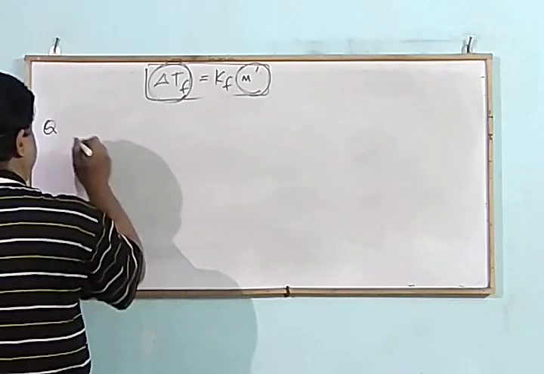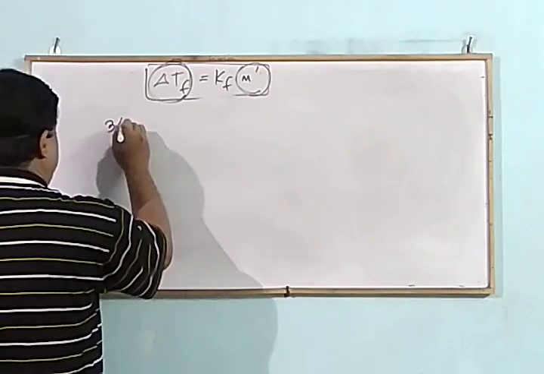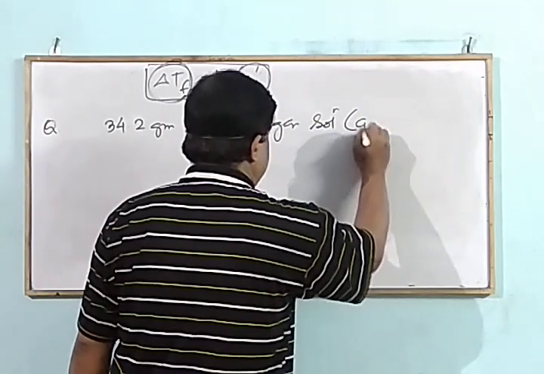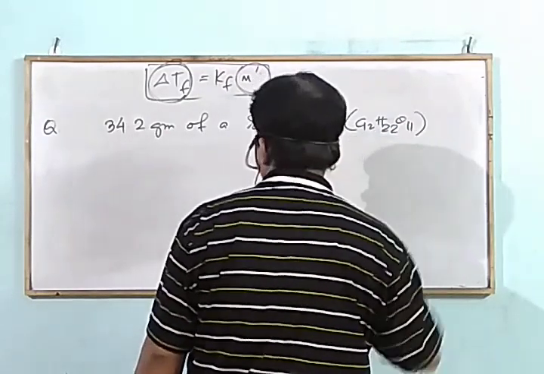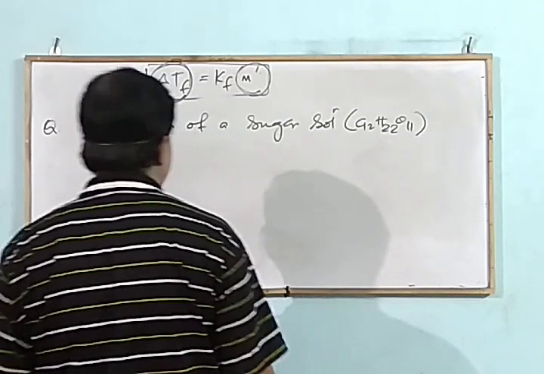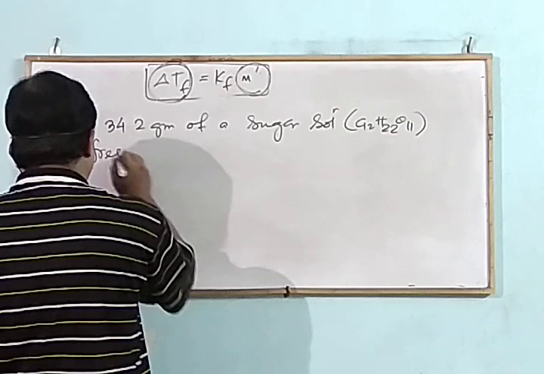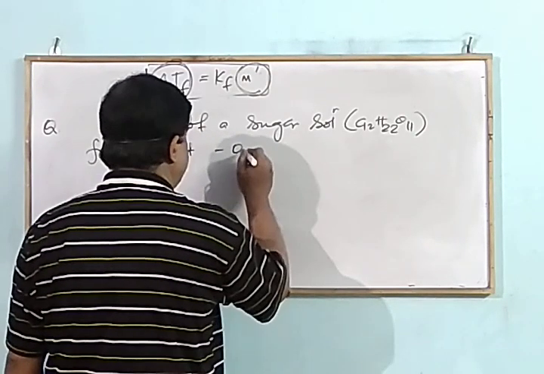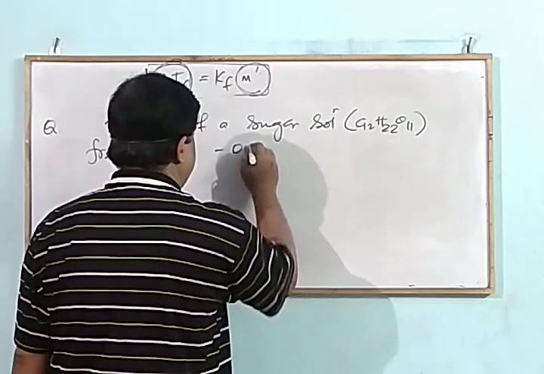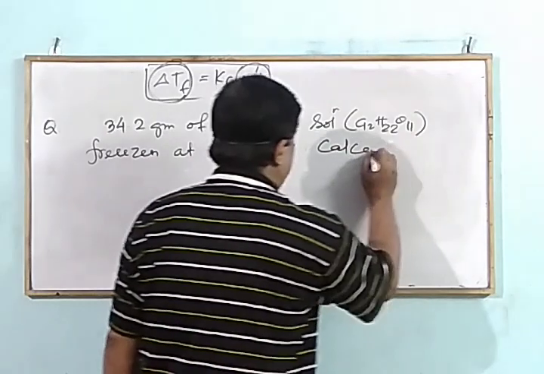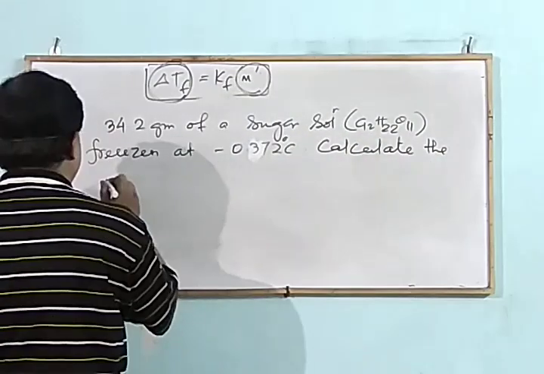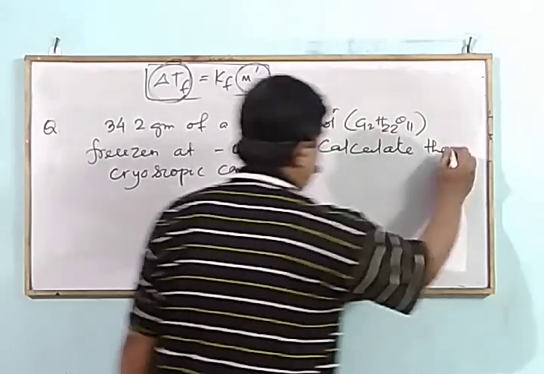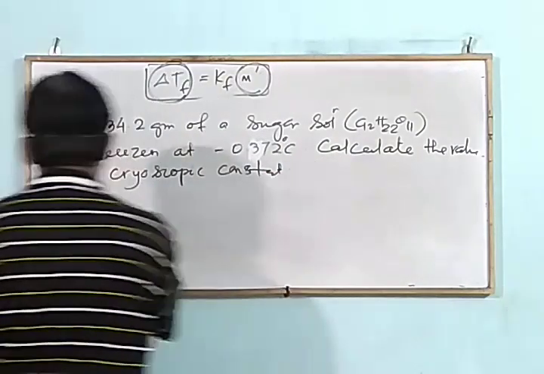Question: 34.2 gram of a sugar solution, that is C12H22O11, freezes at minus 0.372 degrees Celsius. Calculate the value of the cryoscopic constant. Answer.